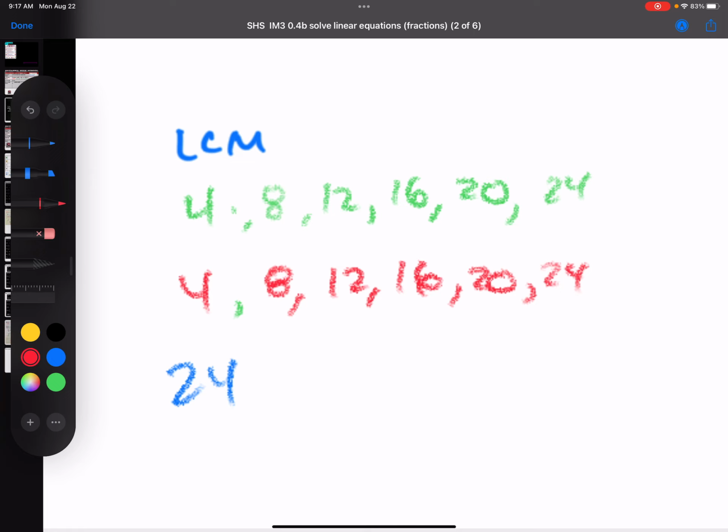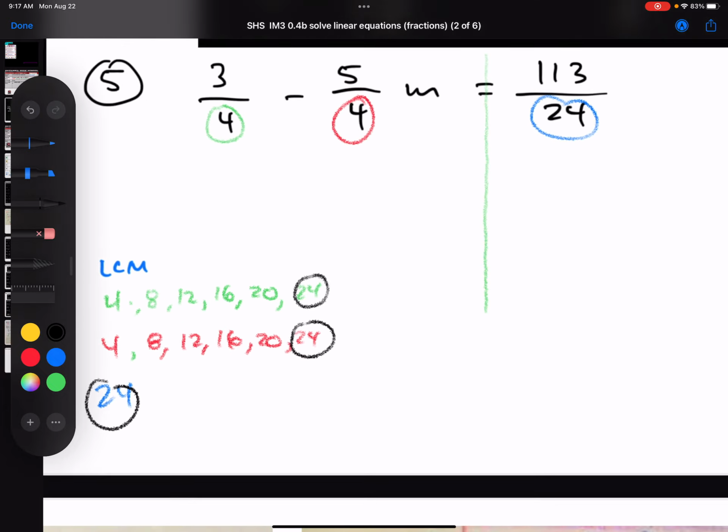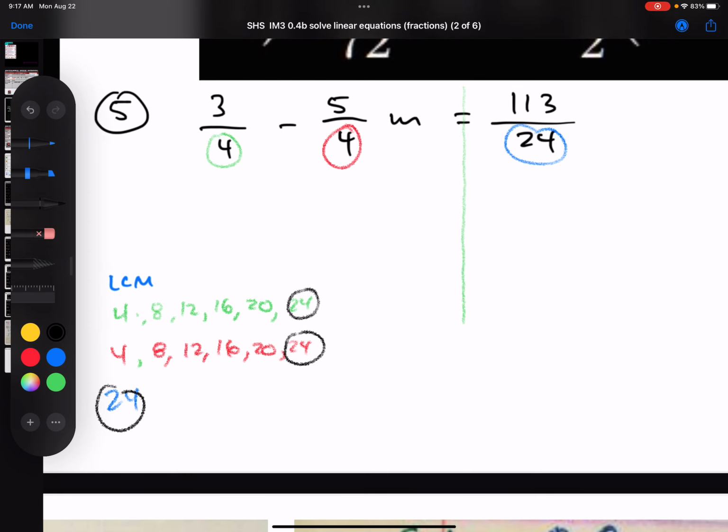Okay, in my 2 list, green, red, and then blue. What's the number they all have in common? 24. That means I want all of the denominators, the bottom of the fraction, to be 24.